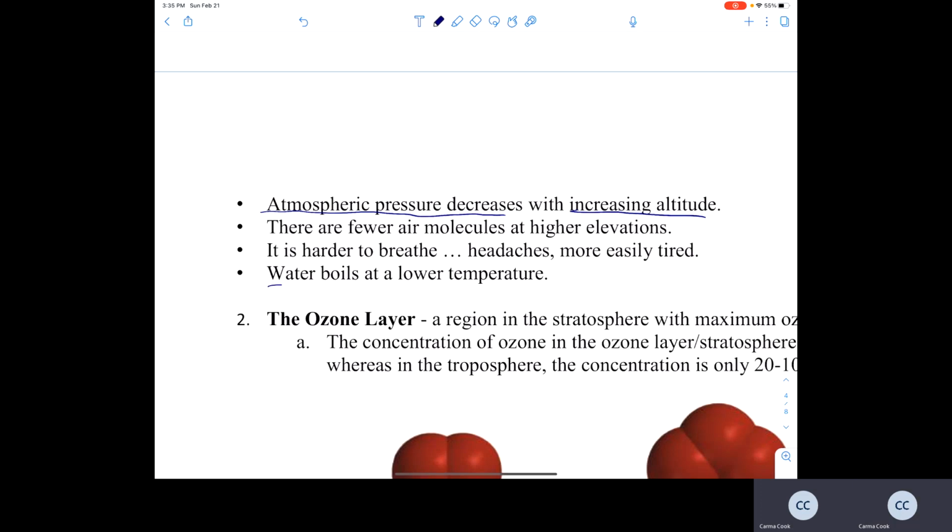And also one thing to note, water boils at a lower temperature at higher altitudes. So that means the boiling point is less than 100 degrees Celsius at higher altitudes. At sea level, water boils at 100 degrees Celsius, but at higher altitudes, it boils at a little bit less than 100 degrees. So the higher you go in altitude, the lower the boiling point is, or the farther it deviates from 100 degrees Celsius.